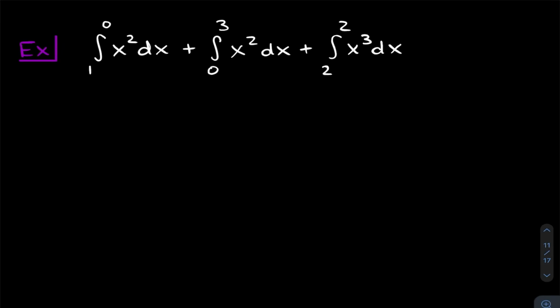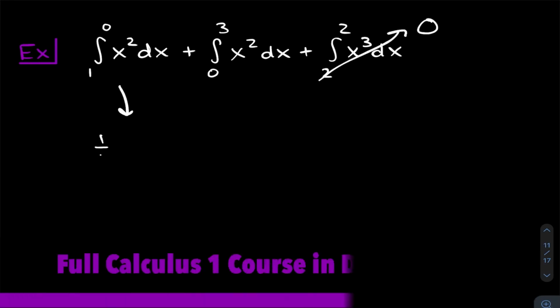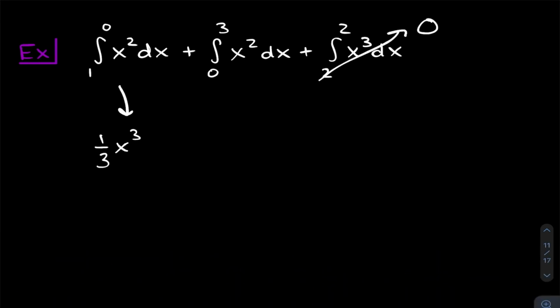So then we have our next example here. And for this example, we have 3 integrals. The integral from 1 to 0 of x squared dx, plus the integral from 0 to 3 of x squared dx, and the integral from 2 to 2 of x cubed dx. First off, we know that since these are the same bound here, this integral is going to be 0. For this one, the bounds are switched. And like I said, I was going to show you this. You can integrate it this way. You know the integral of x squared dx is 1/3 x cubed. We've done that integral a million times. And you can evaluate it from 1 to 0.